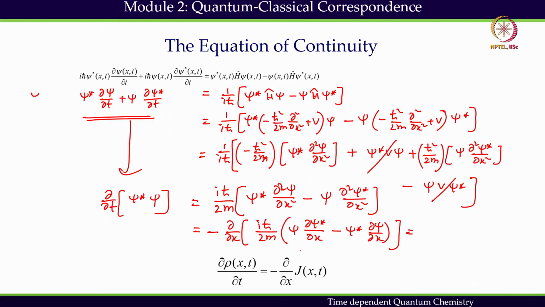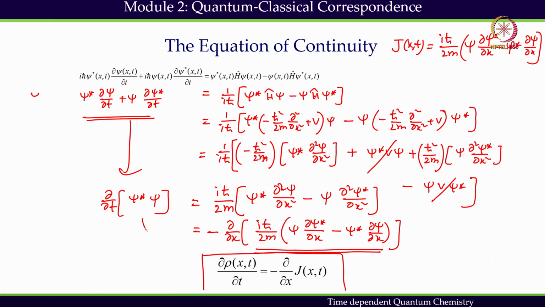And we know that this part is what we call the current, the probability current, which is expressed by j x t, i h cut by 2m psi star. This is the probability current. So I can replace it by the probability current and I get this expression where the density is here and this part is here.